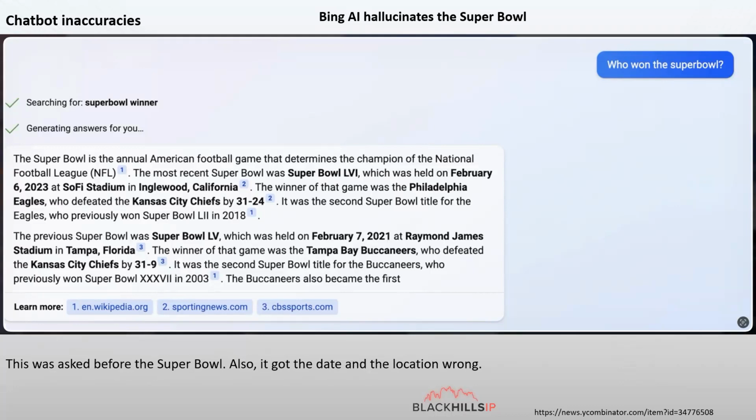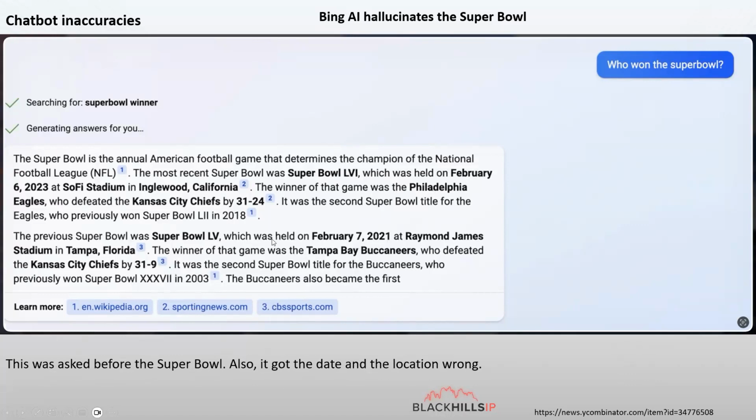So here is an example where this was asked who won the Super Bowl. This was before the Super Bowl actually took place, and it gave a very confident answer that it was held on February 6th, which is actually not true. It was held on February 12th. It got this part correct, that it was between the Chiefs and the Eagles, but it got the other part wrong. In fact, the Chiefs won. So that part was wrong.